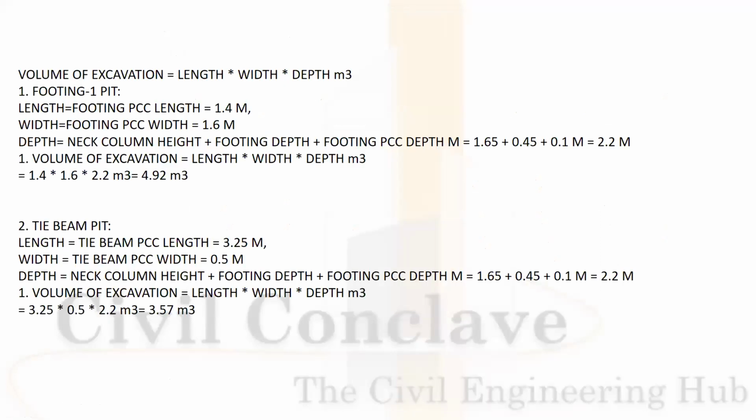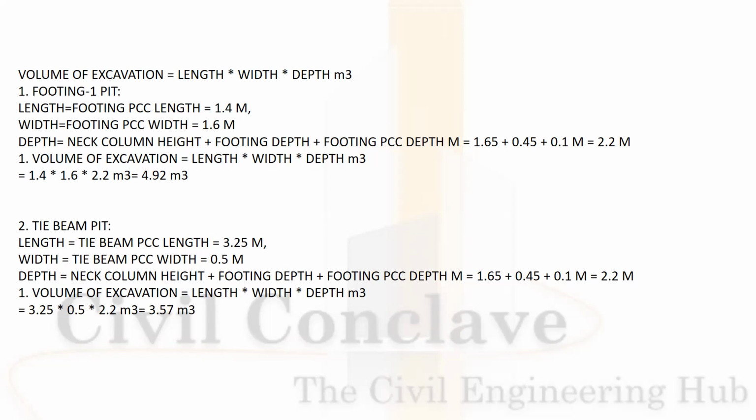Volume of excavation is length, width, and depth, which will give you cubic meter. Footing pit: length is equal to footing PCC length, 1.4 meter. Width, footing PCC width, is 1.6 meter. Depth is equal to neck column height plus footing depth plus PCC depth, in meters 1.65 plus 0.45 plus 0.1 is equal to 2.2 meter. So volume of excavation is length into width into depth, that is 1.4 multiplied by 1.6 multiplied by 2.2, which will be 4.92 cubic meter.